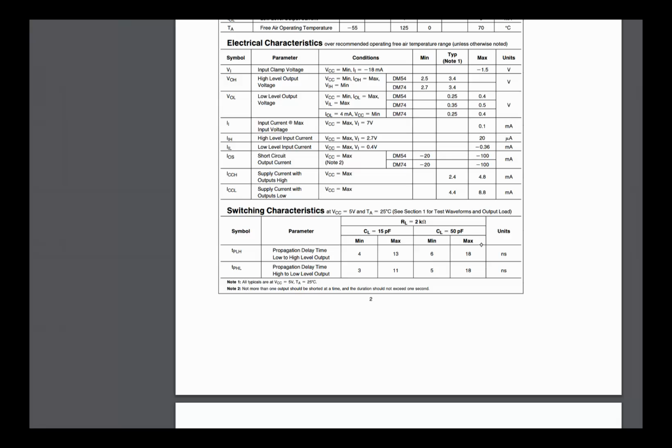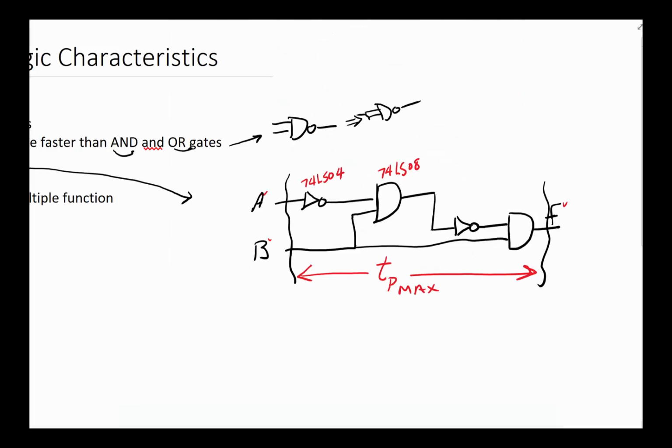So we look over here and we see that the propagation from low to high or high to low, they're kind of nice. They're both 18 for the high loading. So then what we'll do, we'll go back here and remember on our diagram, we say, okay, the propagation through this piece of the circuit can be as much as 18 nanoseconds, and the same thing here. So I've got 18 nanoseconds through there, 18 nanoseconds through here.